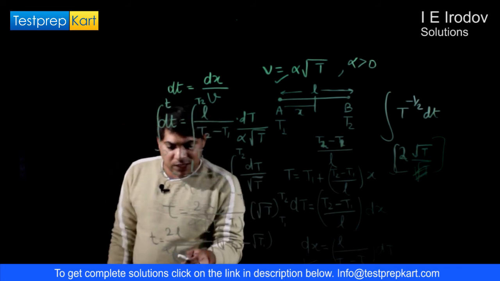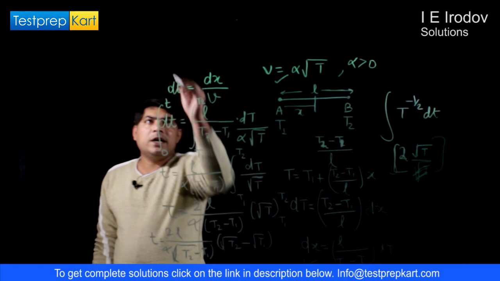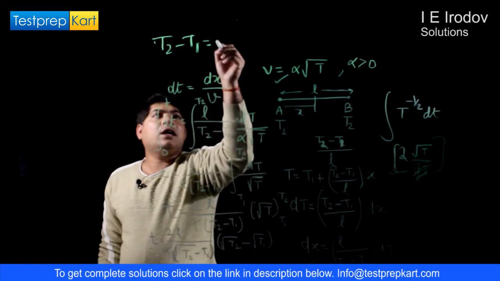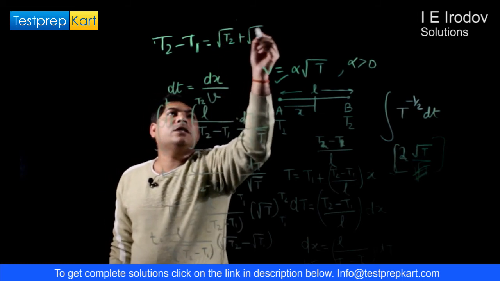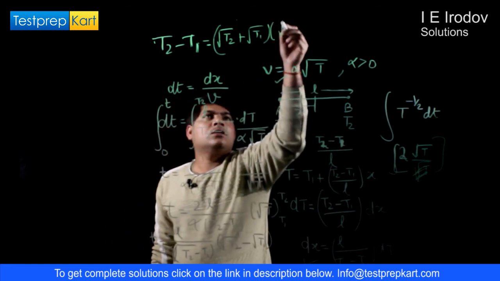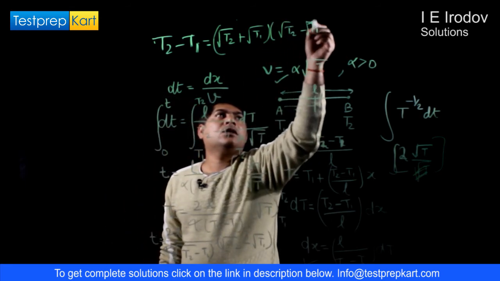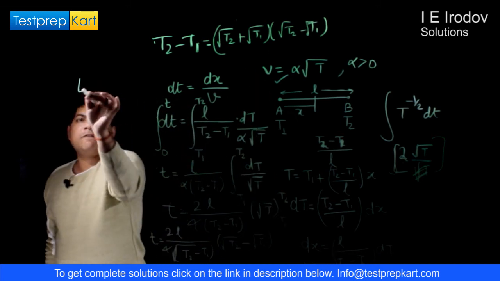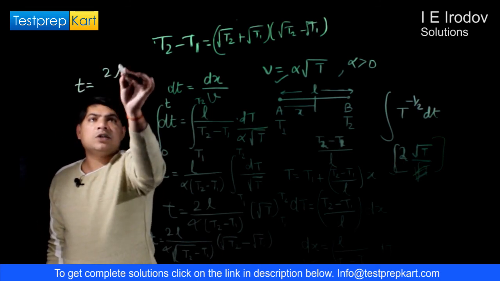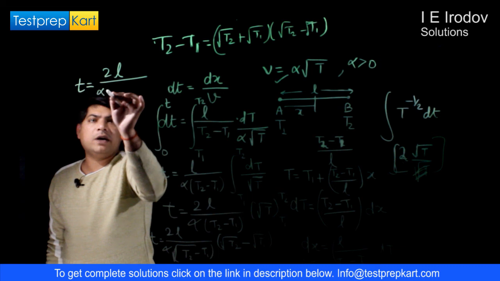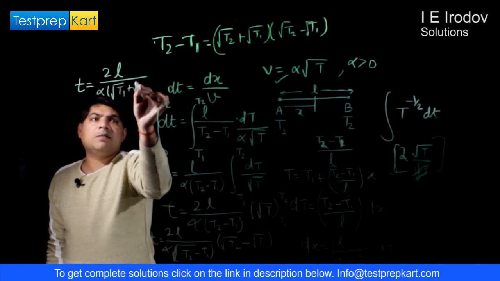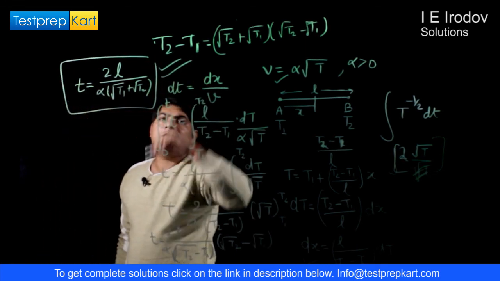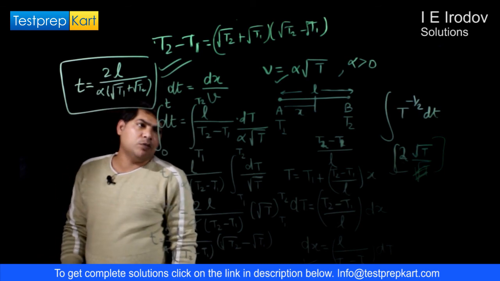Now this T2 minus T1 can be written as (root T2 plus root T1) into (root T2 minus root T1), right? So this root T2 minus root T1 will get cancelled out, and we have the final expression for time: 2L over alpha (root T1 plus root T2). So this is the time required for a wave to move from point A to point B.